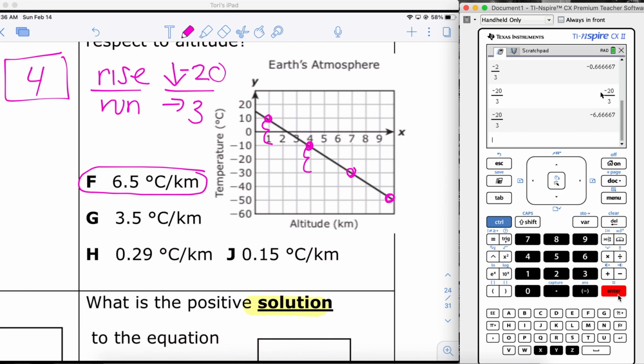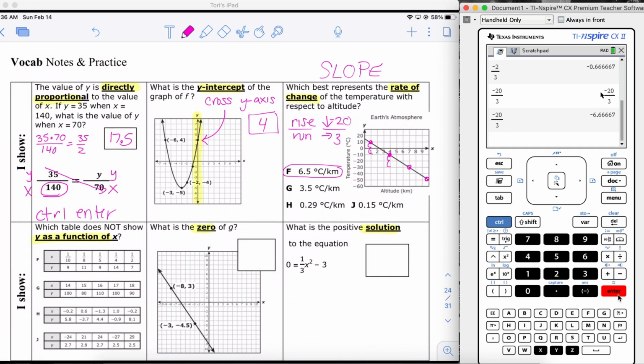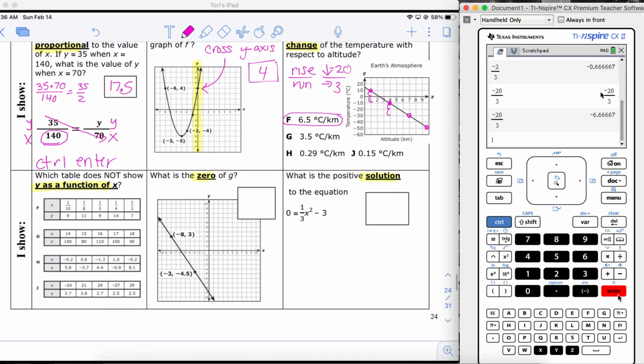So this temperature is decreasing about 6.5. If you needed a second to write that down, you could pause the video. Otherwise, we're going to move on. Let's talk about the next ones.